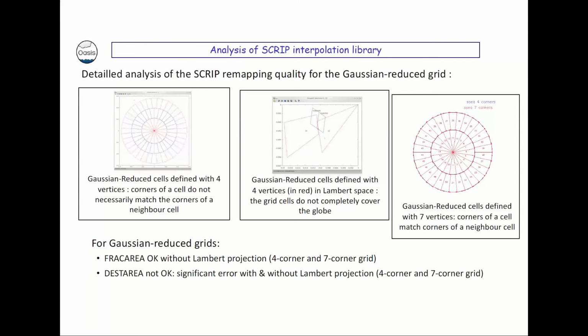So what happens when you define the cells like that is that if you project in the Lambert space, the cells, which are represented here in red, I mean the borders of the cells, will not match, and basically the grids will not completely cover the whole globe. There will be holes in your grid, and of course this will give bad results for the regridding. So what we did is redefine the cells, using for each cell the 4 original corners, but also the corners of the neighbor cells on the lower and upper latitude rows. And by doing this, some cells have up to 7 vertices. We were hoping that now the grid is really well defined and everything is connected, and that this would solve the problem, but we still have a significant error with and without the Lambert projection for the dest area option.